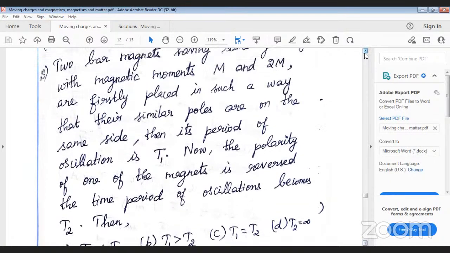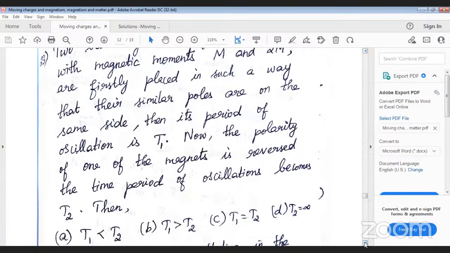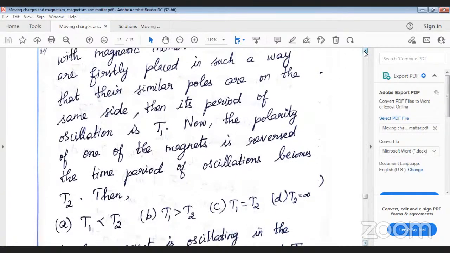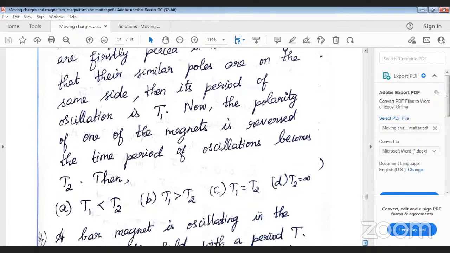So we have two bar magnets and they are made to oscillate. Initially the magnets are kept in such a way that their similar poles are on the same side. There the period of oscillation is T1, and when you reverse the polarity of one magnet, the time period of oscillation becomes T2. Now they are asking what is the relation between T1 and T2.